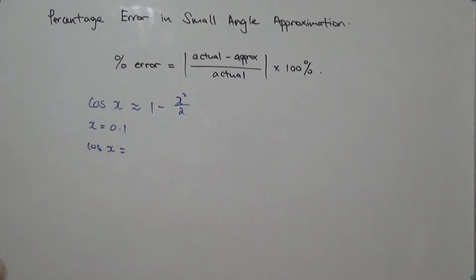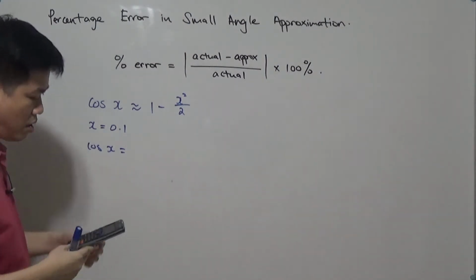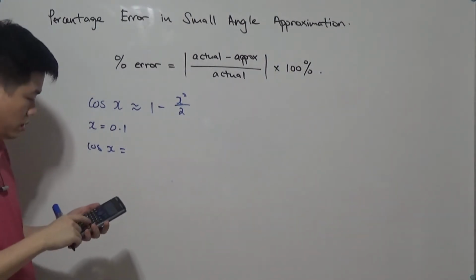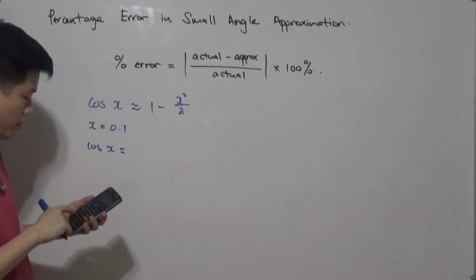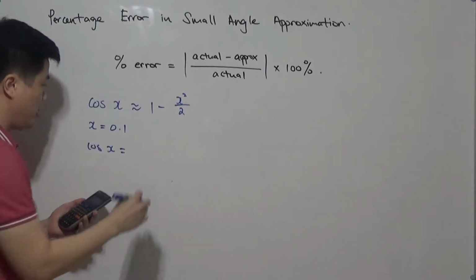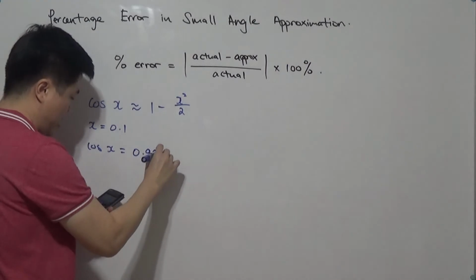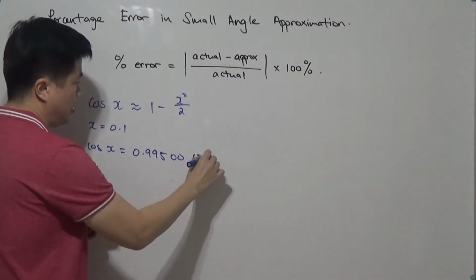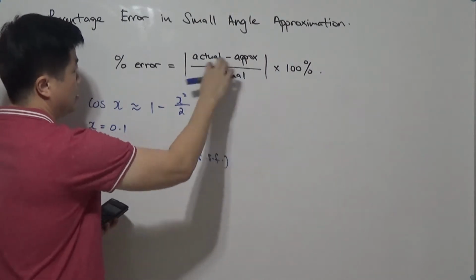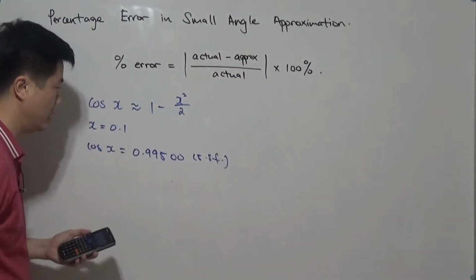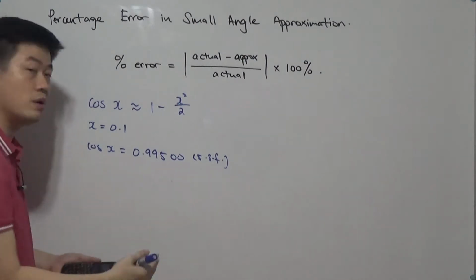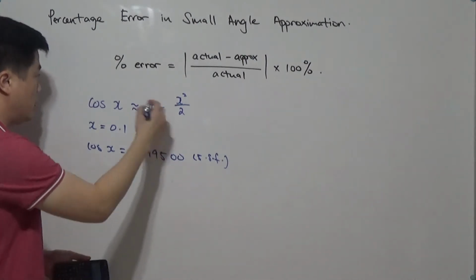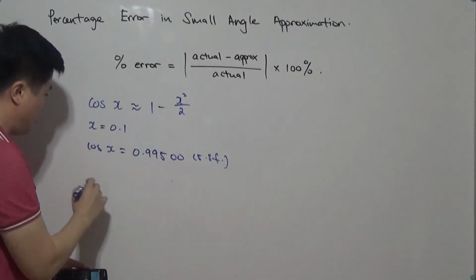We're going to press our calculator and make sure that your calculator is set to radian mode, okay? So then you have cosine 0.1, close bracket, and then we have 0.99500, okay? This is to 5 significant figures, but later on when I'm going to calculate this, I'm going to use the actual value. But this is more for reference and illustration. Now, next up, we're going to figure out what is the approximated value.